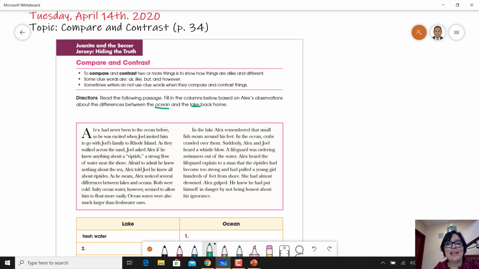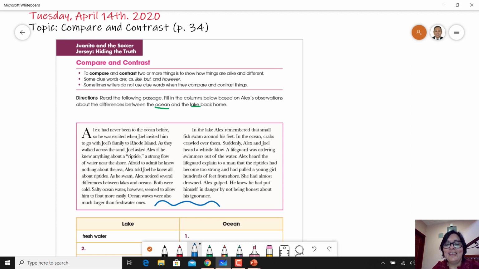Pay attention. Both were cold. Salty ocean water, however, seemed to allow him to float more easily. Ocean waves were also much larger than fresh water ones. Do you know what the waves are? The waves are these ones. Okay, so ocean waves were also much larger than fresh water ones.